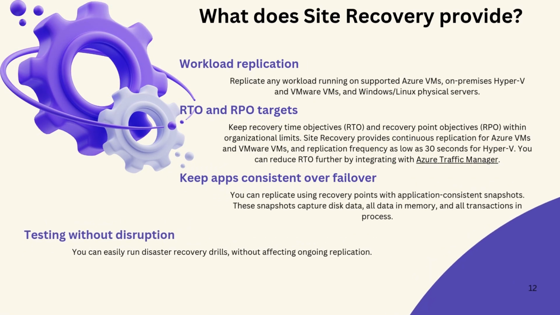Workload replication. Replicate any workload running on supported Azure VMs, on-premises Hyper-V and VMware VMs, and Windows or Linux physical servers. RTO and RPO targets. Keep recovery time objective and recovery point objective within organizational limits. Site Recovery provides continuous replication for Azure VMs and VMware VMs, and replication frequency as low as 30 seconds for Hyper-V. You can reduce RTO further by integrating with Azure Traffic Manager.